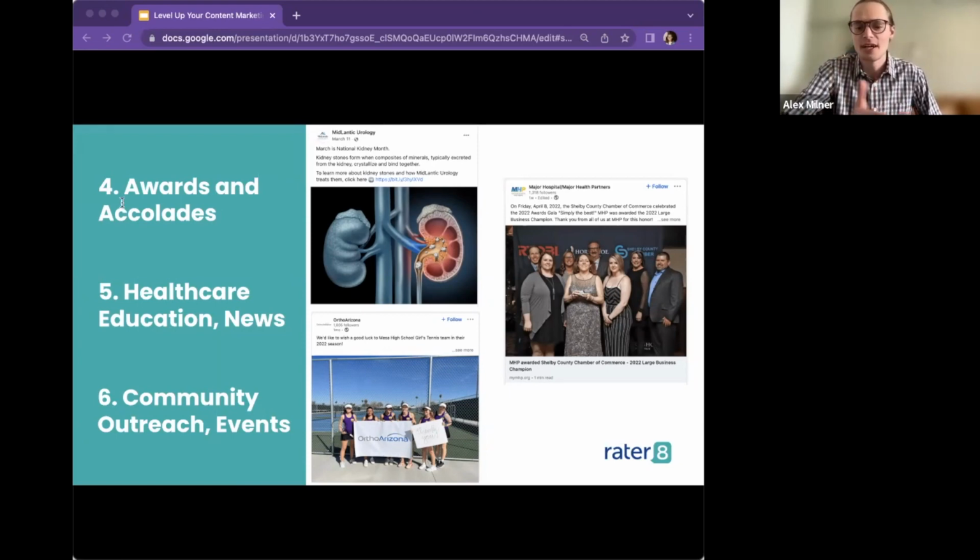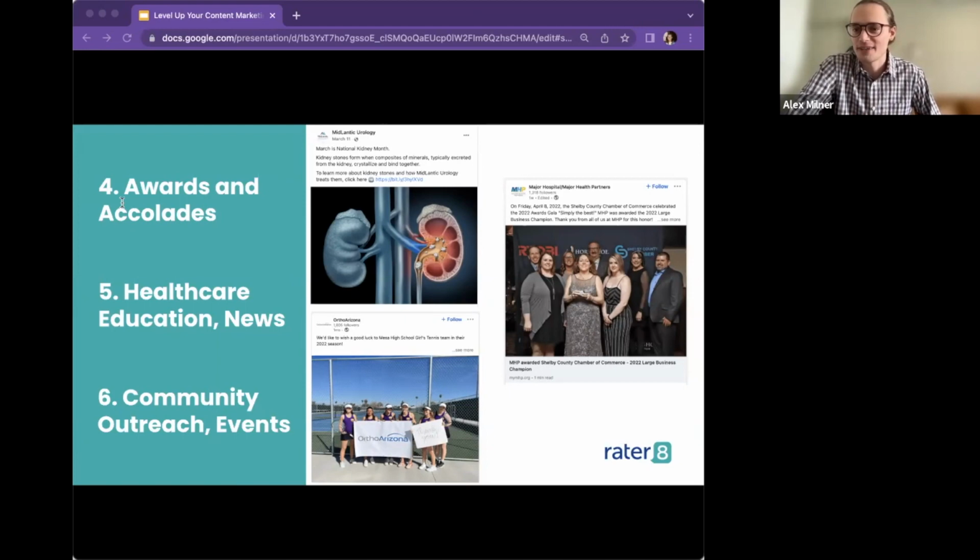And then lastly, on this section, we have community outreach and events. I don't know about you, but when I was growing up in Little League, my local orthodontist paid for and sponsored every single team. As a result, they built a good foundation in the community, and just about everybody went there.